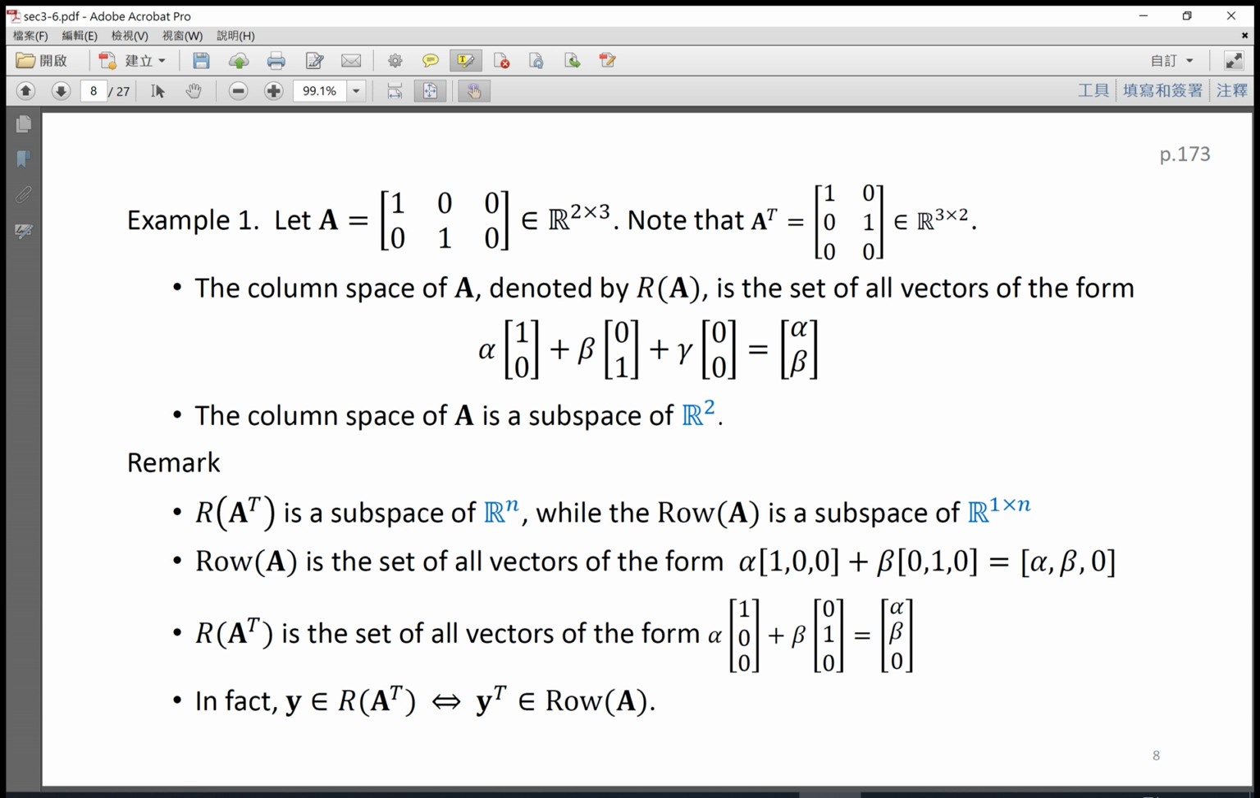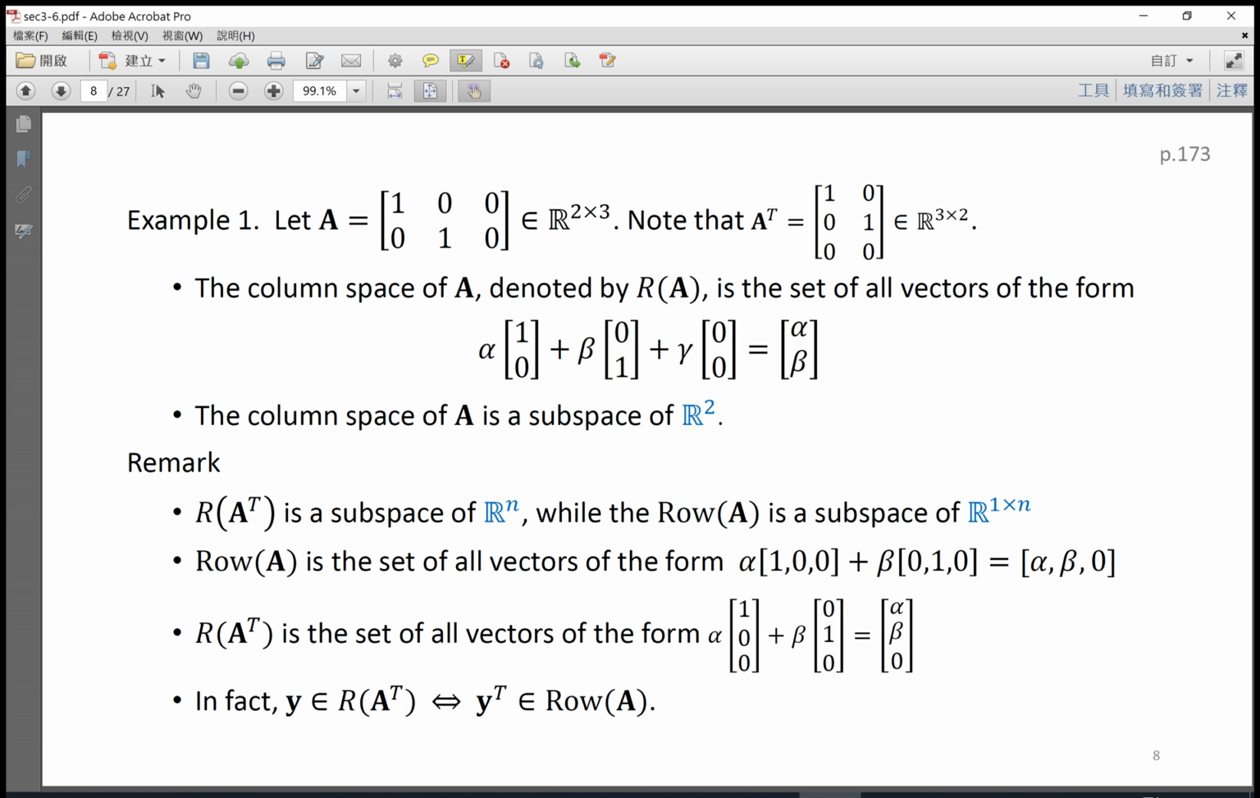Next, we discussed the relationship between R(A transpose) and row A. We know that R(A transpose) is a subspace of Rn because each column of A transpose is in Rn, and the row space of A is a subspace of R1 times n because each row of A is in R1 times n.